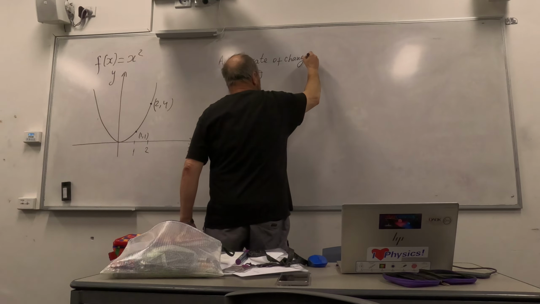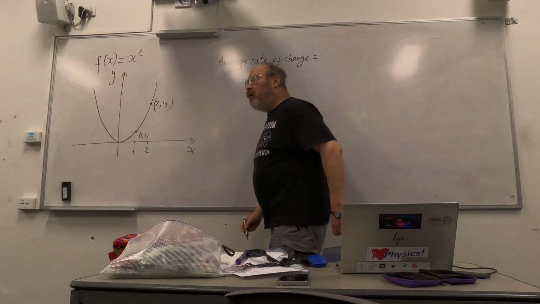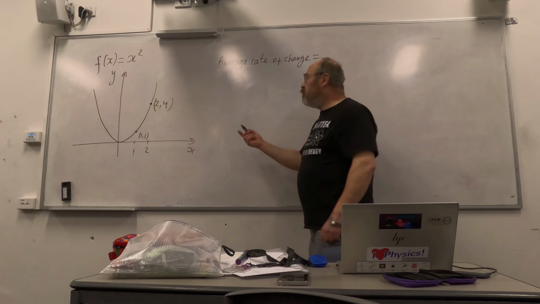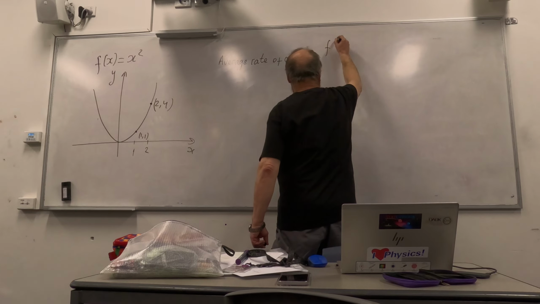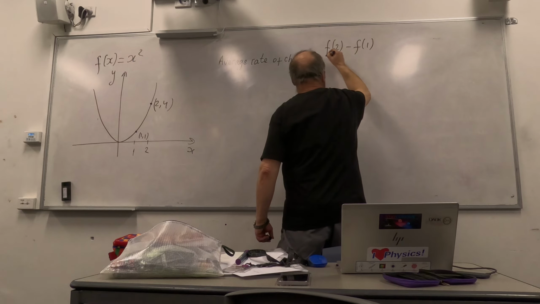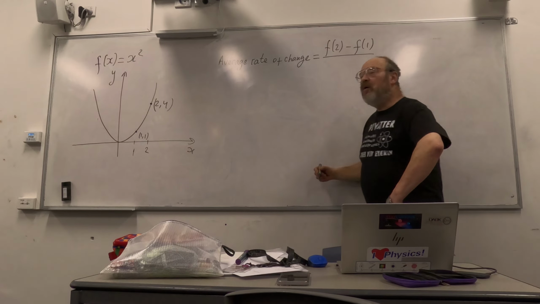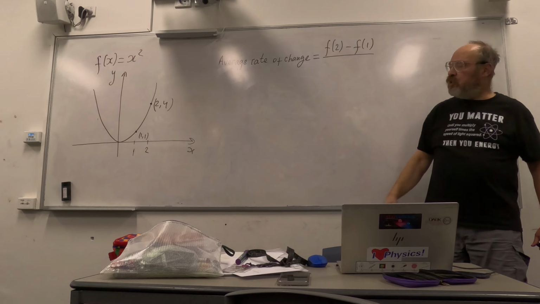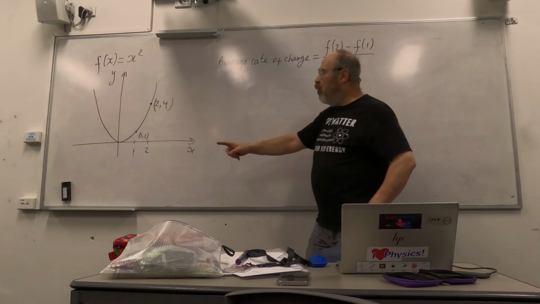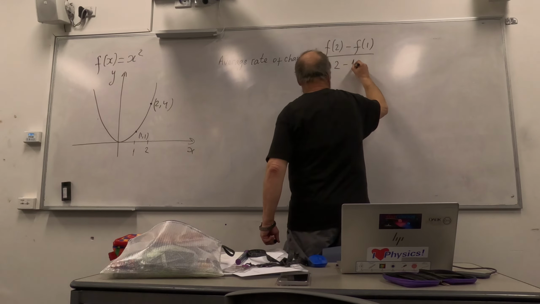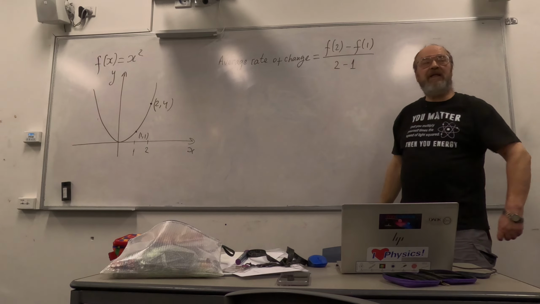So what will be the change? How do we find the change? We do the value of the function at 2 minus the value of the function at 1, over, because we're looking for a rate, how much the function changed over the given interval, which is 2 minus 1. That's how we find it.